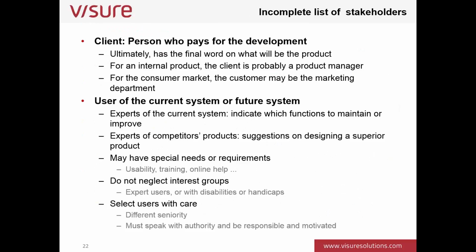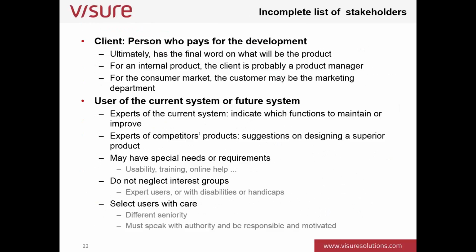Then based on that, who are going to be the stakeholders of my system? Well, this is just an incomplete list of stakeholders, but we can start gathering some names. For example, the client or customer, the person who is paying for the development of the system, is going to be a stakeholder. Of course, he has the final word on what we will be producing, and he has an important constraint, the money. Depending on the budget, we can do this or this other thing.